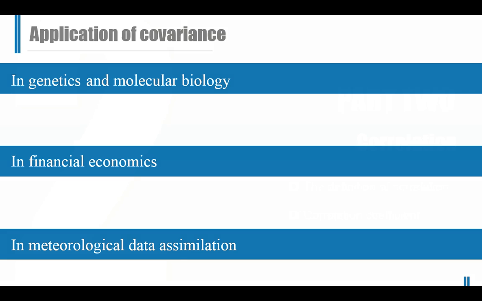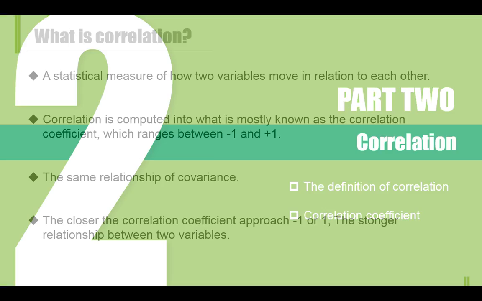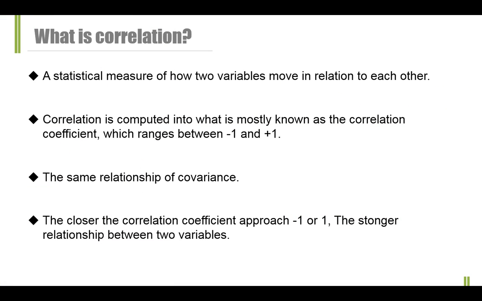And the second part, correlation. Correlation is a statistical measure of how two variables move in relation to each other. And the correlation is usually computed into what is mostly known as the correlation coefficient, which ranges between -1 and 1. And the correlation coefficient has the same relationship as the covariance. It means that a positive correlation coefficient represents similar behavior of random variables. In the opposite case, it is also true. The closer the correlation coefficient approaches -1 or +1, the stronger the relationship between the two variables.